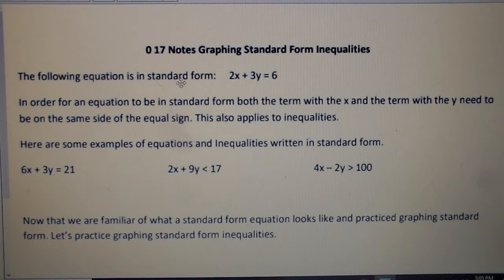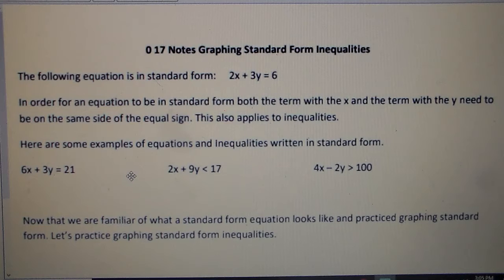The following equation is in standard form. 2x plus 3y equals 6. It's something you've seen already before, where both x and y are on the left-hand side of the equal sign. In order for an equation to be in standard form, both the term with the x and the term with the y need to be on the same side of the equal sign. This also applies to inequalities.